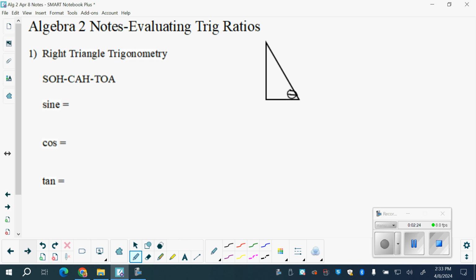Okay, so do you remember SOHCAHTOA? SOHCAHTOA is a way for you to remember the ratios of the trig functions. The S stands for sine, so that would be the O over the H. O stands for opposite, and the H stands for hypotenuse.